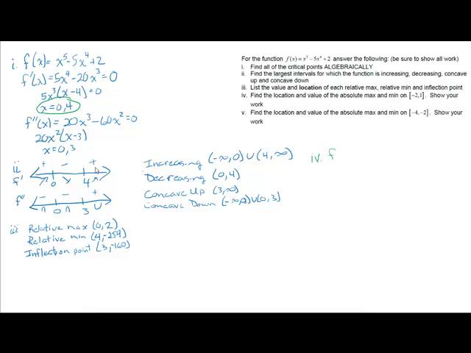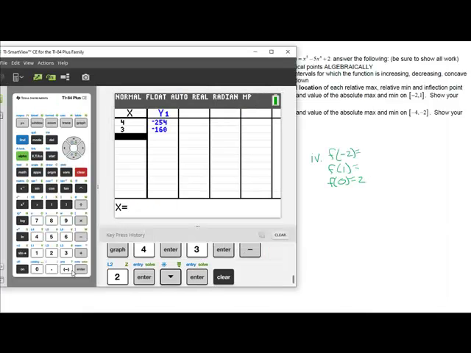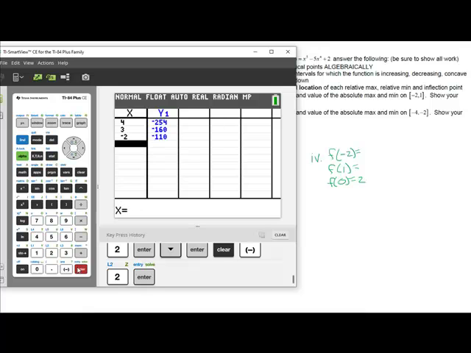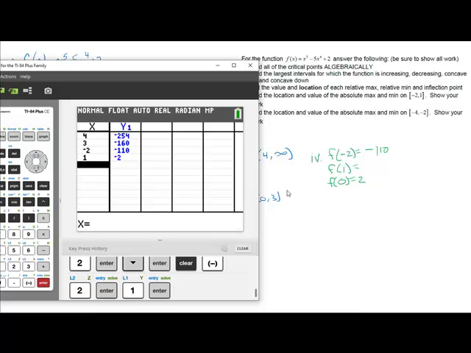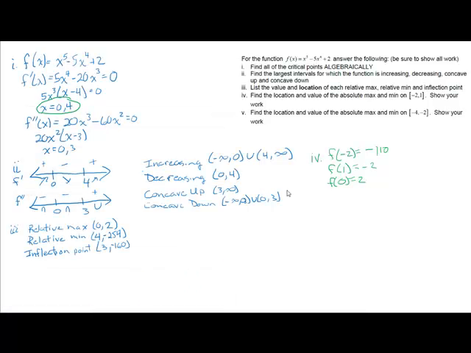So to find out our absolute max and min, we have to check out f of negative 2, f of 1, because those are our endpoints, and f of 0, because that's the only critical point that's in this interval. F of 0 we already know is 2. We can calculate f of negative 2 here, so negative 110. And we can calculate f of 1. And any of these can be done by hand. I'm just showing you how you could use the calculator if you happen to calculate a bunch of different outputs at the same time.